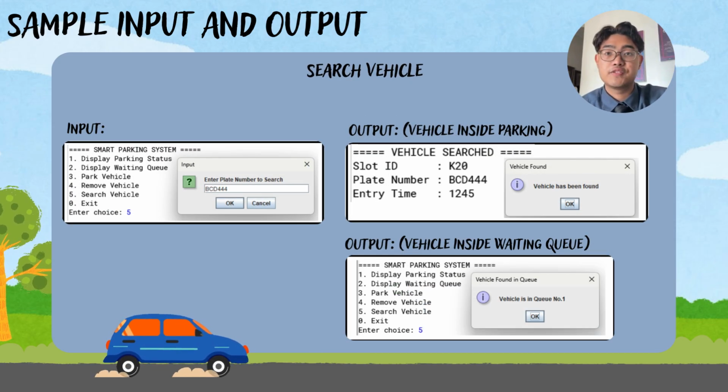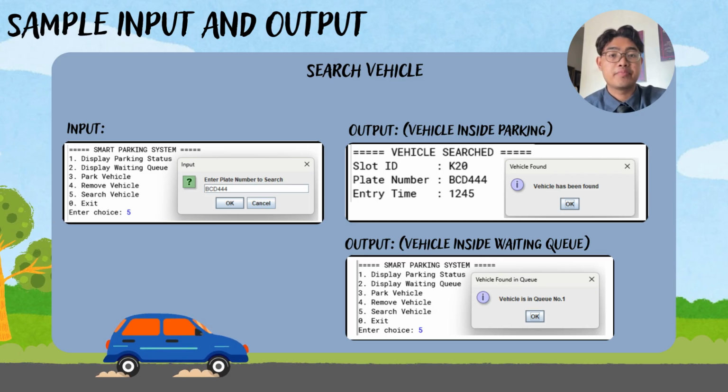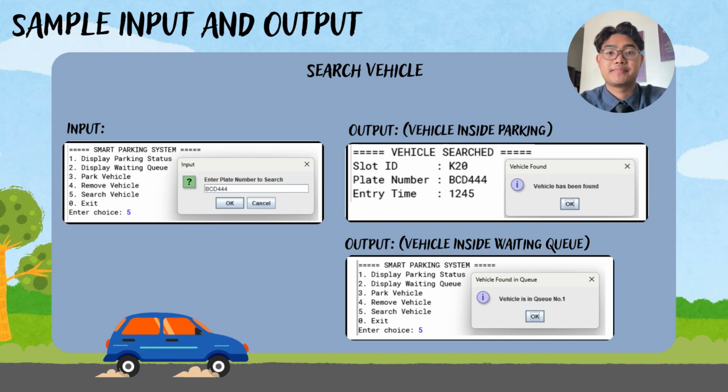And last is choice number 5, which is to search a vehicle. The first output will show if the vehicle is inside parking. Their slot ID, their plate number, and the entry time will pop up. If the vehicle is not inside parking, they will be in the waiting queue, and the notice about their queue number will pop up.